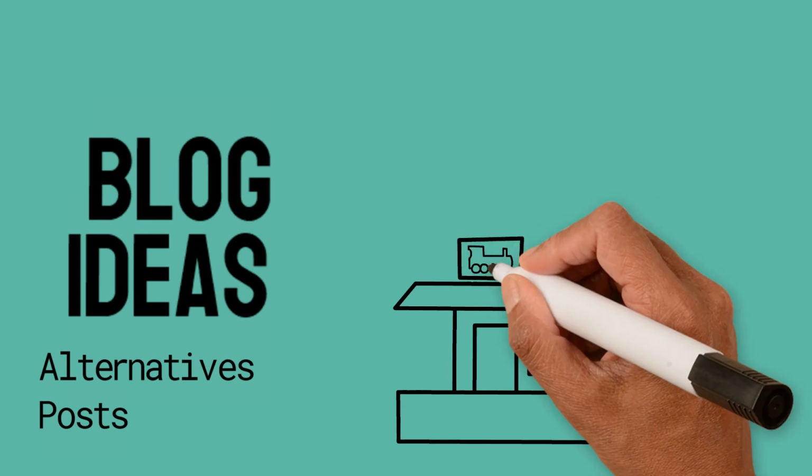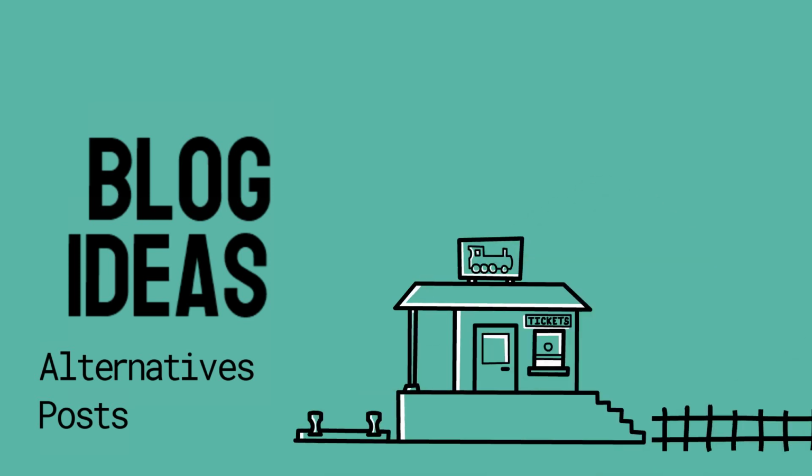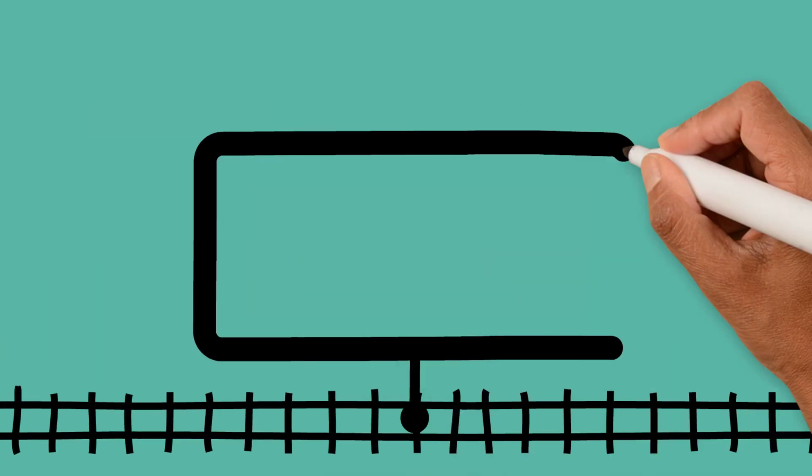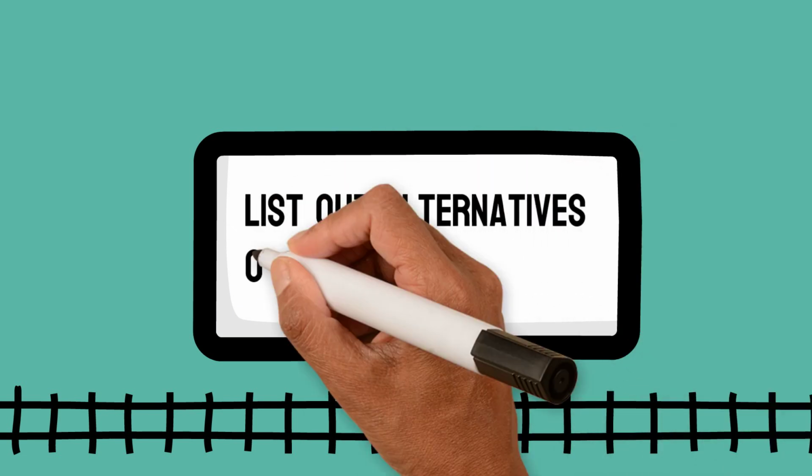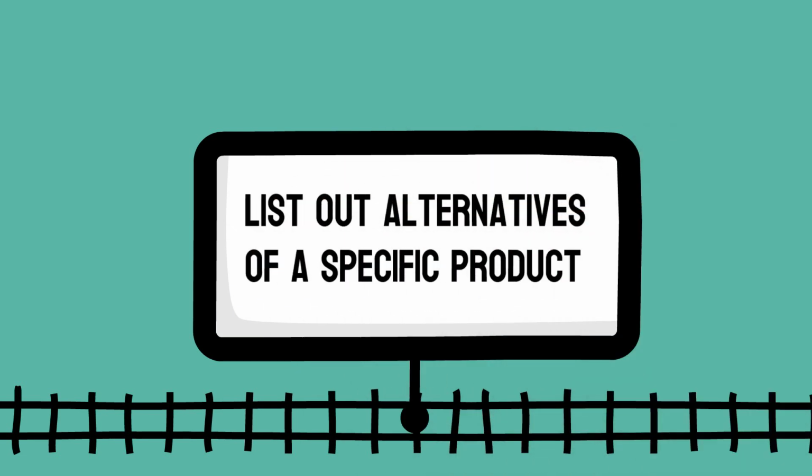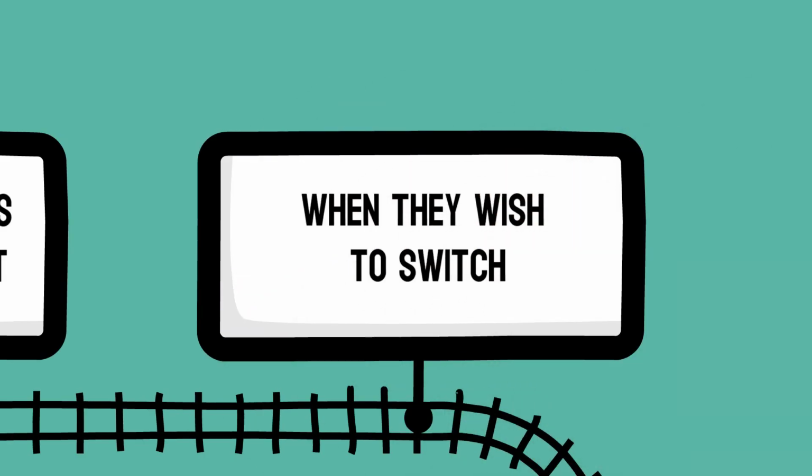This week's idea is alternatives posts. Alternatives posts are like list posts, where you list out alternatives of a specific product. People usually search for alternative posts when they wish to switch to a different product with similar functions.